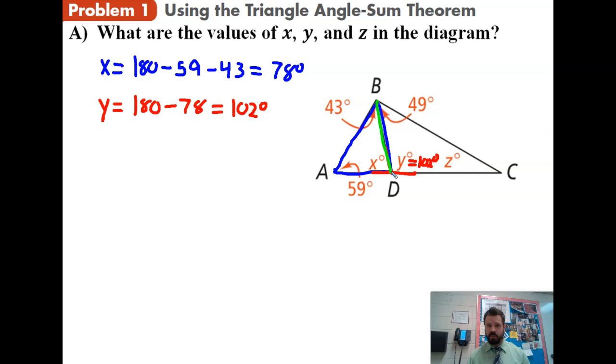We'll look at the triangle on the right. Again, I know its 3 angles have to add to 180. That's my triangle angle sum theorem. So what we can do is 180 minus the 102 minus the 49 to get the z, which will leave us with 29 degrees. All right, so there's our triangle angle sum theorem in action. Again, anytime we know 2 angles of a triangle, we can find the third one by subtracting the 2 we know from 180.